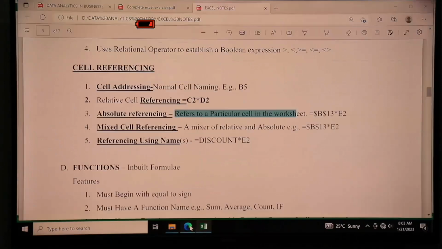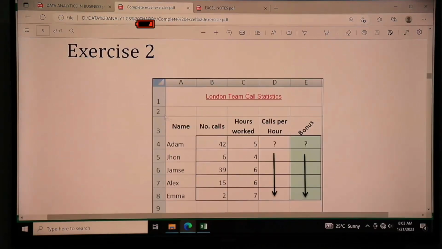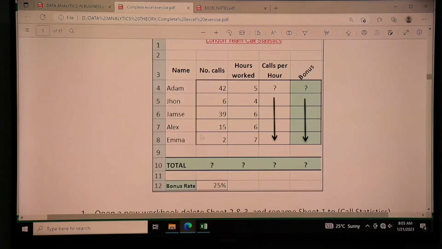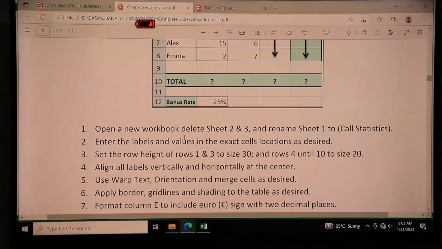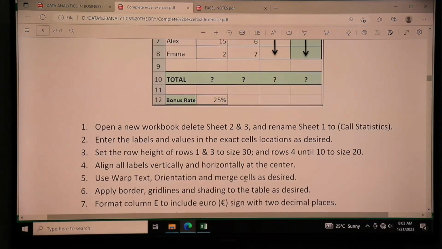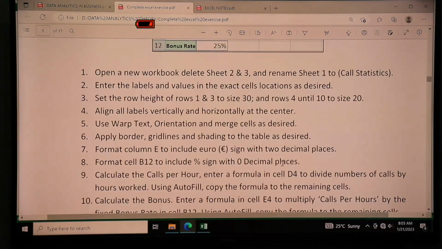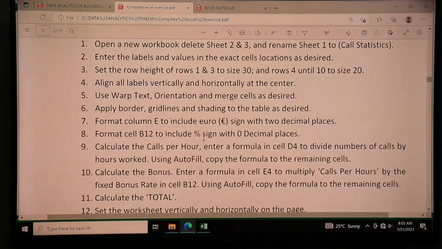Now you want to see how you can compute and come up with the same. What was the question for this exercise? This was our exercise. You are supposed to prepare these worksheets, apply all the formatting as explained, and format the data into currency as said. Then after that, number 9, calculate the calls per hour by entering a formula in cell D4 to divide the number of calls by the hours worked. Then using the autofill, you copy the formula to the remaining cells.